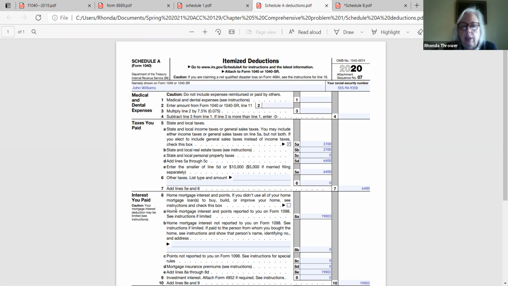We'll move to the next section, which is your home mortgage interest. And that was given to you on Form 1099, mortgage interest statement given in the problem. And the amount was $19,003 rounded. So home mortgage and interest points, we're going to put that there because line 8 didn't apply to us. Only line 8A does. So that's what we're going to put down for this particular problem.